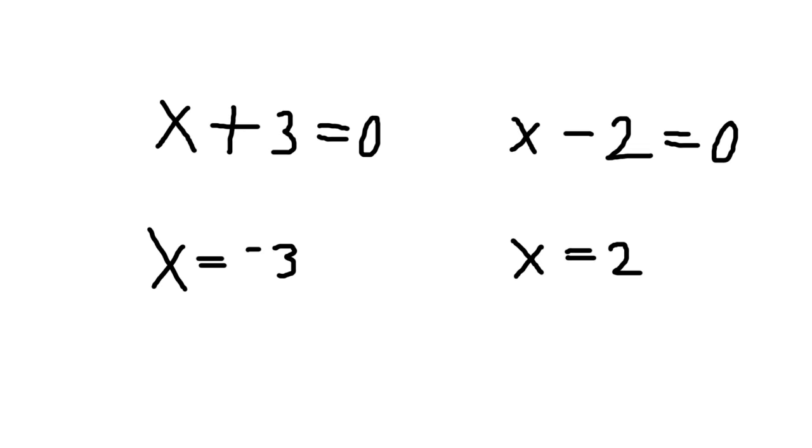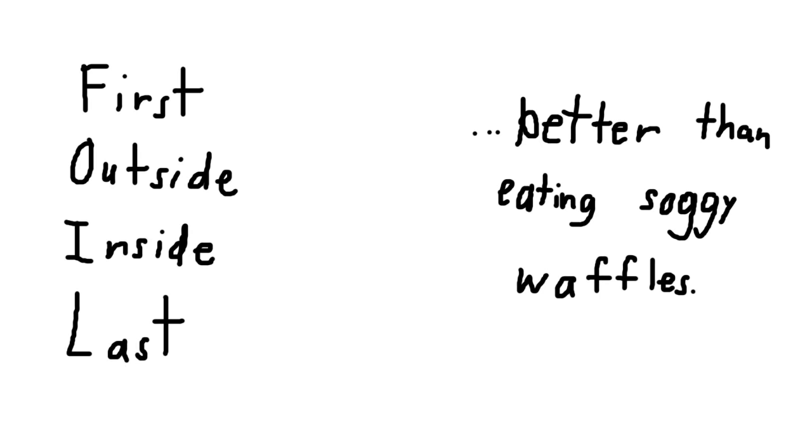Two binomials multiplied together also assist in introducing an abbreviation that's surprisingly helpful, FOIL, or F-O-I-L. FOIL stands for first, outside, inside, last, and refers to the four multiplications that occur when multiplying binomials.